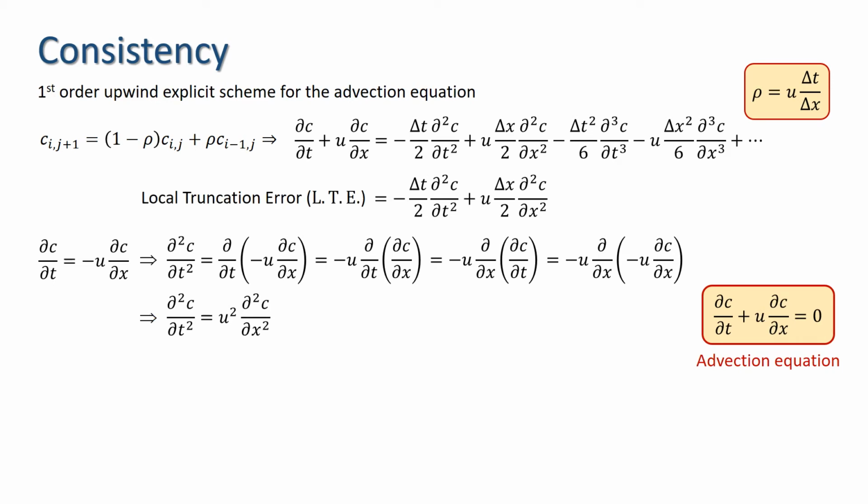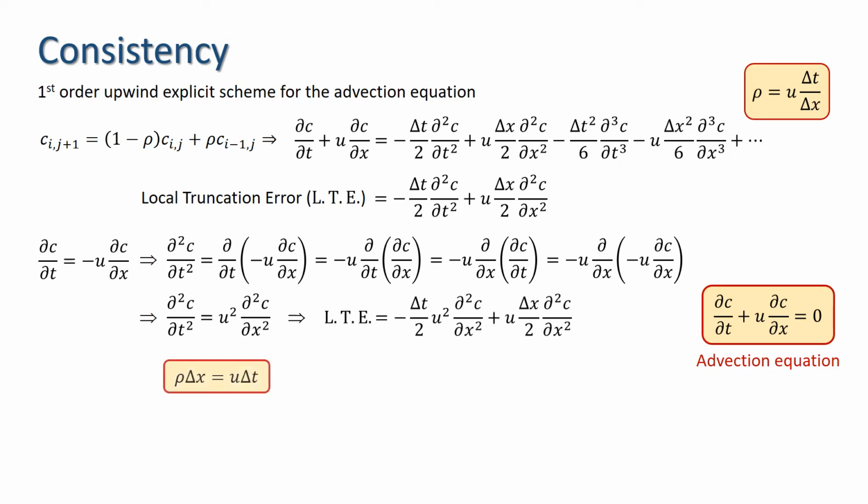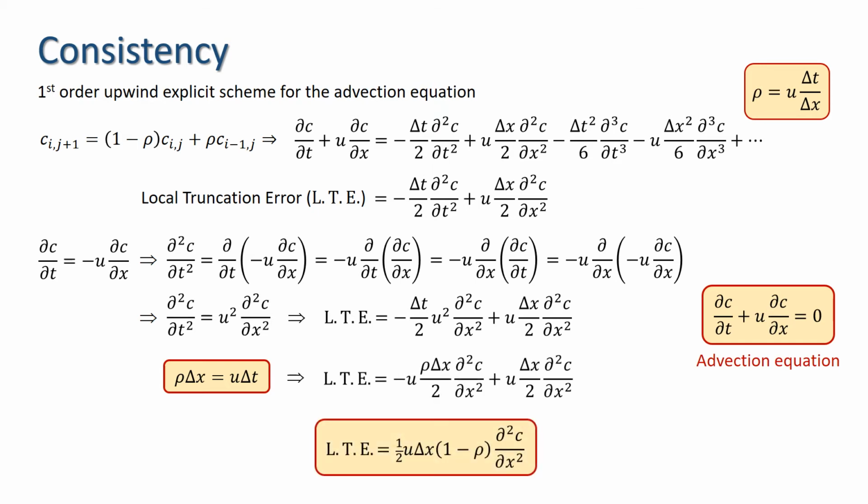Substituting for d²c/dt² in our equation for the local truncation error, we get this expression. Noting as before that rho delta x equals u delta t, we can rewrite this further, yielding the equation LTE equals a half u delta x (1 minus rho) d²c/dx². This term is the source of the numerical diffusion we observe in solutions using this scheme. Let's examine this in more detail.